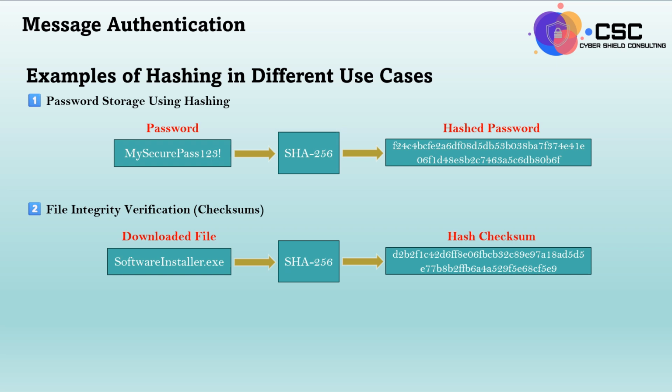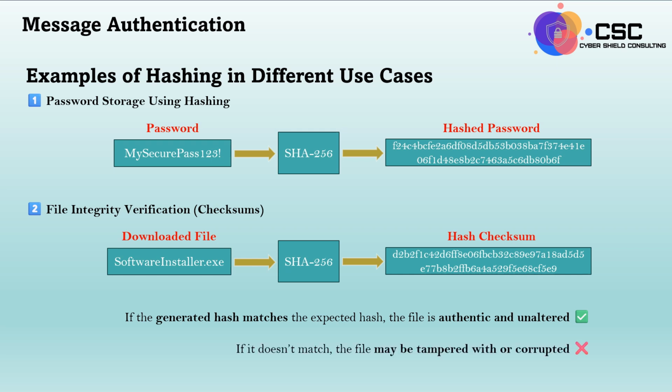What you need to do is verify the file's integrity by hashing it using the same hashing method. So you will get the softwareinstaller.exe, and then you will create a hash using the same method, which in this case is SHA-256. If the generated hash matches the expected hash, the file is authentic and unaltered. However, if it doesn't match, the file may be tampered with or corrupted. Why is this important? Because it ensures no data corruption during download and protects against malicious modifications by attackers.